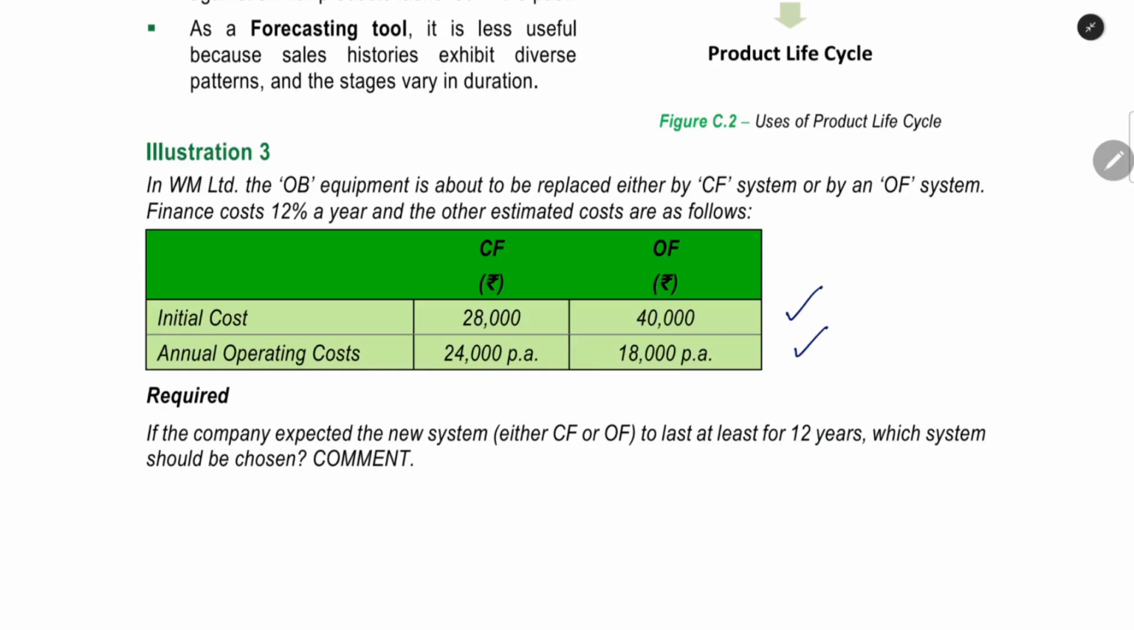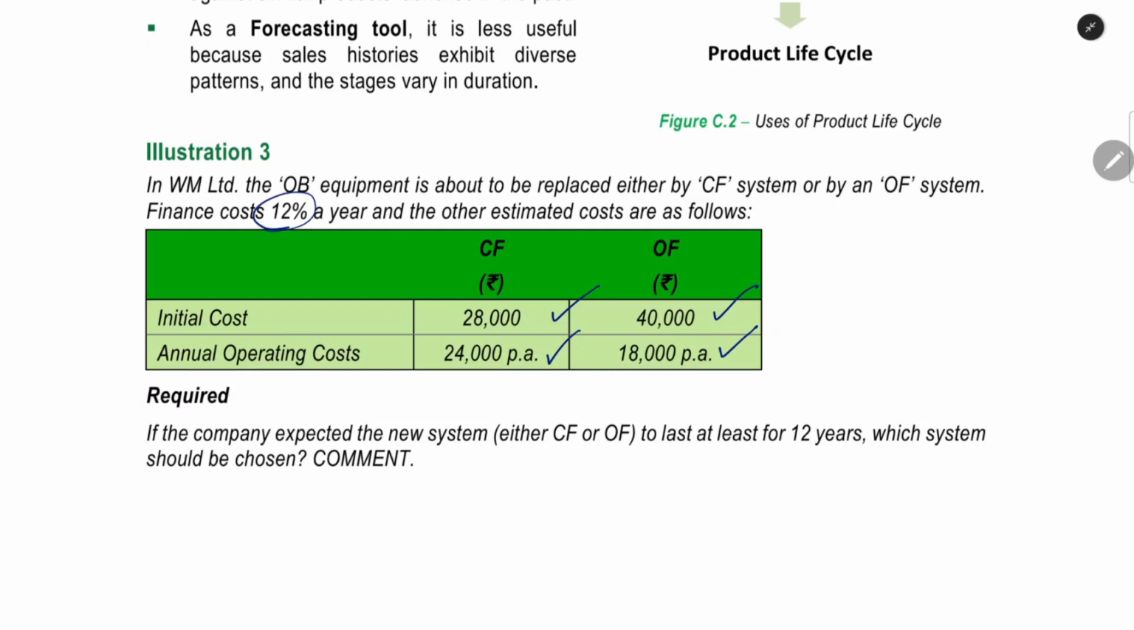For replacement decision or buying decision, in CA Inter Financial Management or CA Final Advanced Financial Management, we might have studied the concept of present value. We have to take all the present value of cost and then we have to choose the machine which has the lower present value of cost. That is what we are going to do here. The initial cost is already at the present value. This annual operating cost is given on a per annum basis. So we have to calculate the present value of these costs at 12% discount rate.